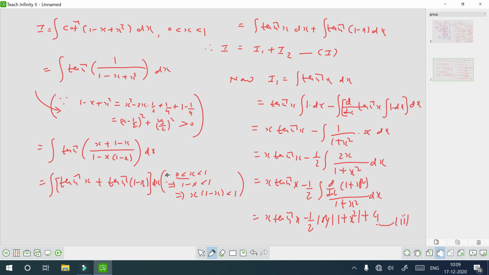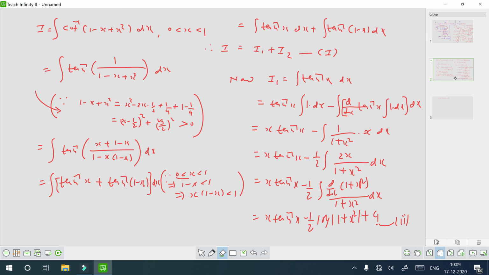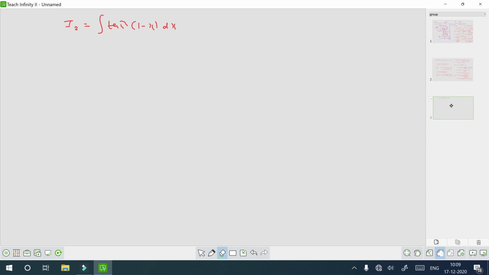Now let us see the second part. I2 is equal to integral tan inverse 1 minus x dx. See here. I2 is equal to integral tan inverse 1 minus x dx. Here also we have to use integration by parts.